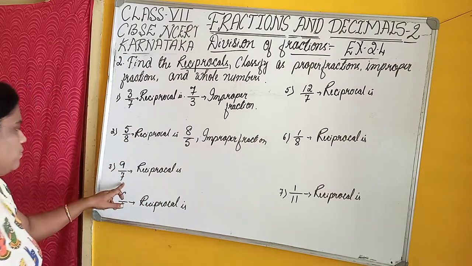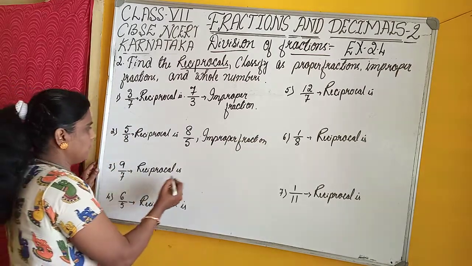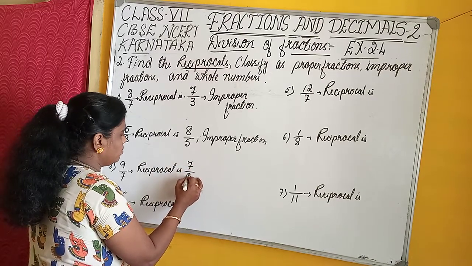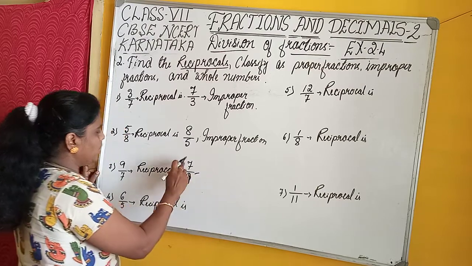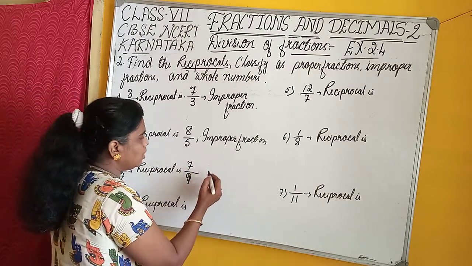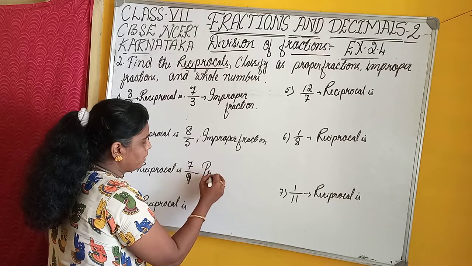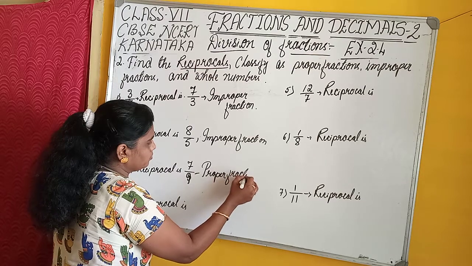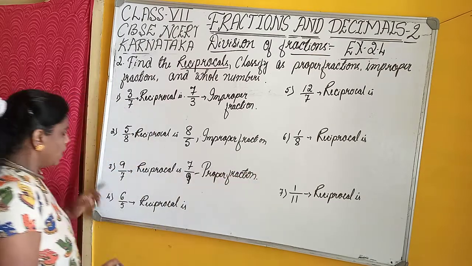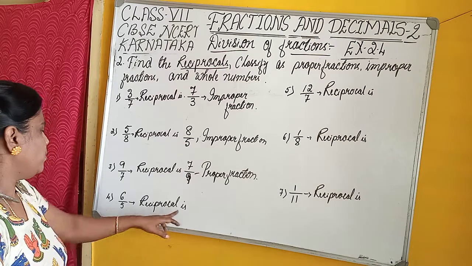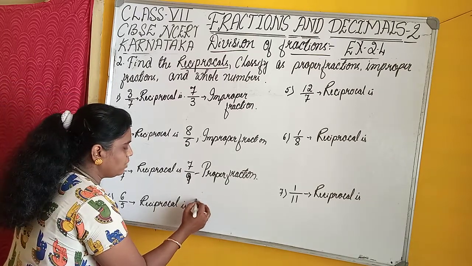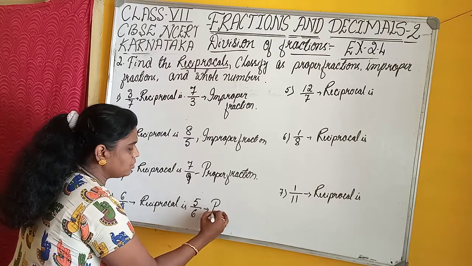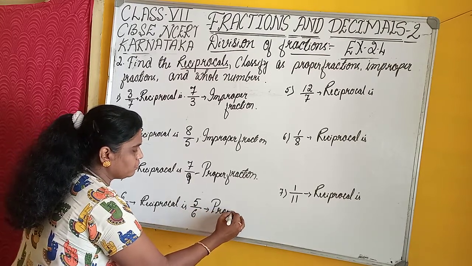Now, 9 by 7. The reciprocal of 9 by 7 is 7 by 9. Here the numerator is less than the denominator. Therefore, it is a proper fraction. And 6 by 5 is there. The reciprocal of 6 by 5 is 5 by 6. Here the numerator is less than the denominator. Therefore, it is also a proper fraction.